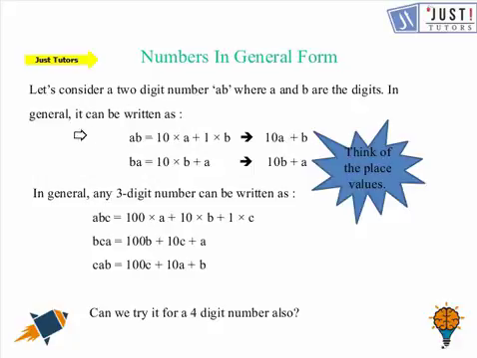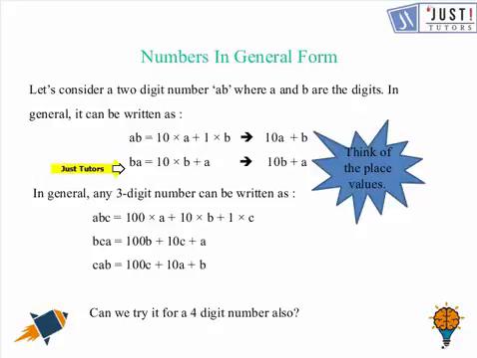In general form, it can be written as AB is equal to 10 times A add 1 times B. So if you want, you can think of the place values as well. A is on the tens place and hence it is being multiplied by 10, and B is on the ones place and hence it is being multiplied by 1. But don't forget to keep an addition sign in between. Hence the generalized form is 10A plus B.